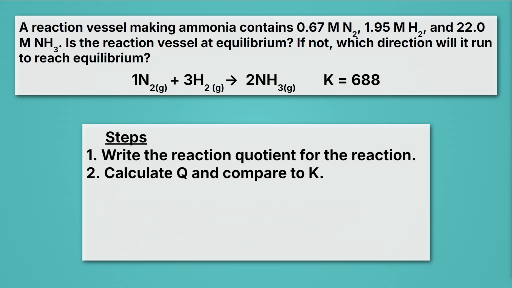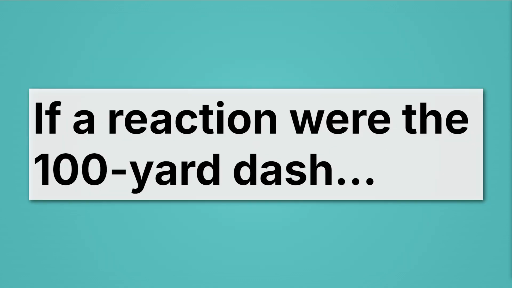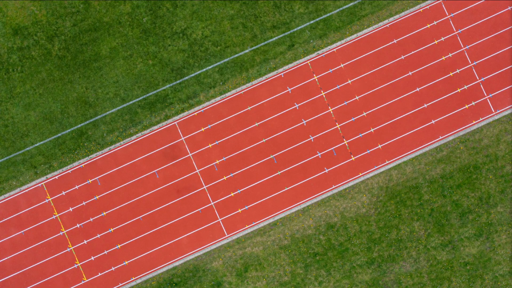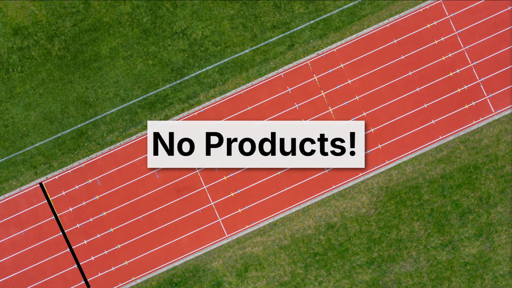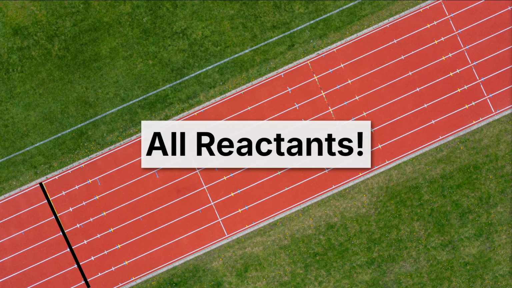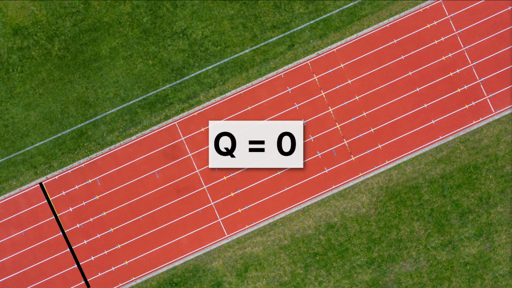Here's where we're going to develop an analogy that will hopefully help us understand chemical equilibrium. We're going to consider if a reaction were the 100-yard dash. So here we have a racetrack, and let's say this is our starting line. If this is our starting line of a chemical reaction, that means we're going to have no products, because think about it, we haven't started the reaction at all. And that means it's all reactants. Q at the very beginning of a reaction, if there's no products, will be 0.